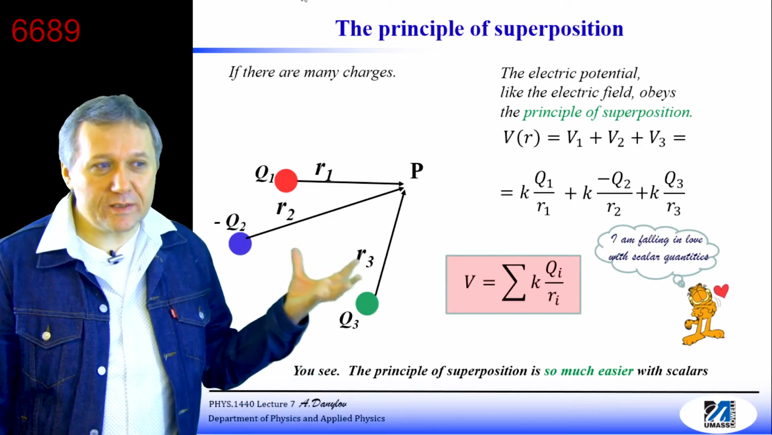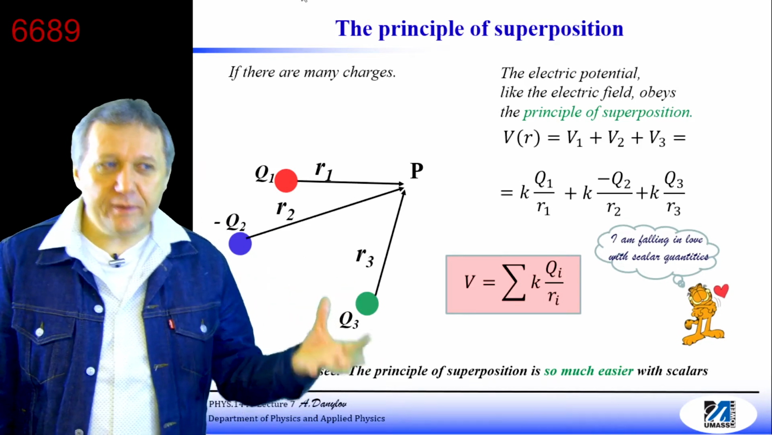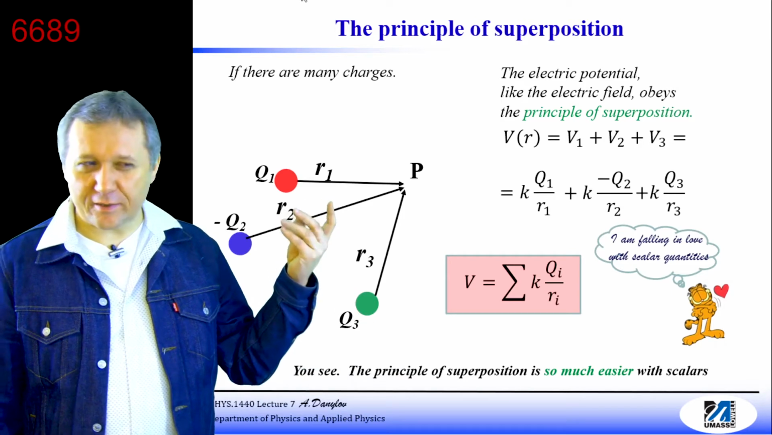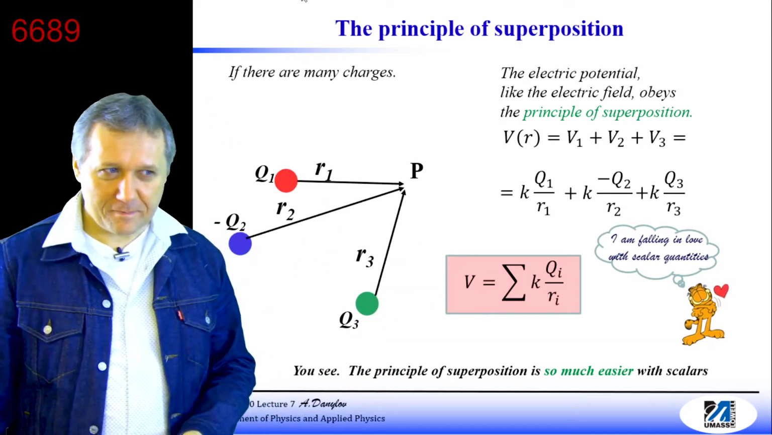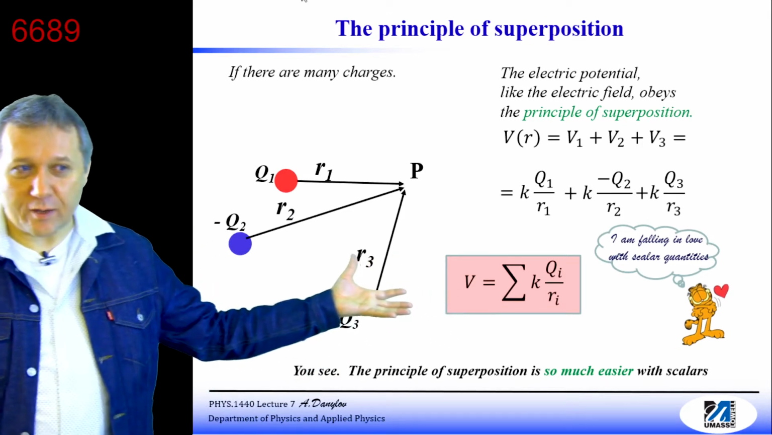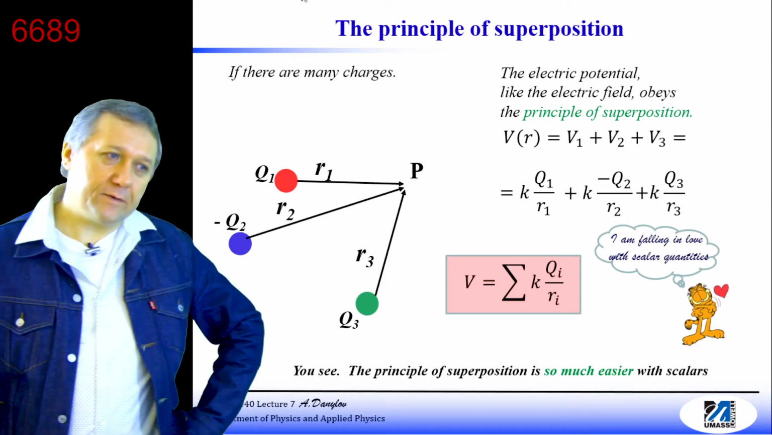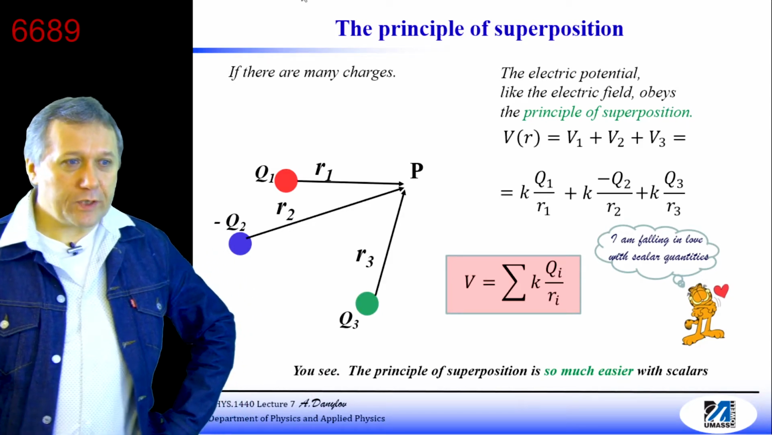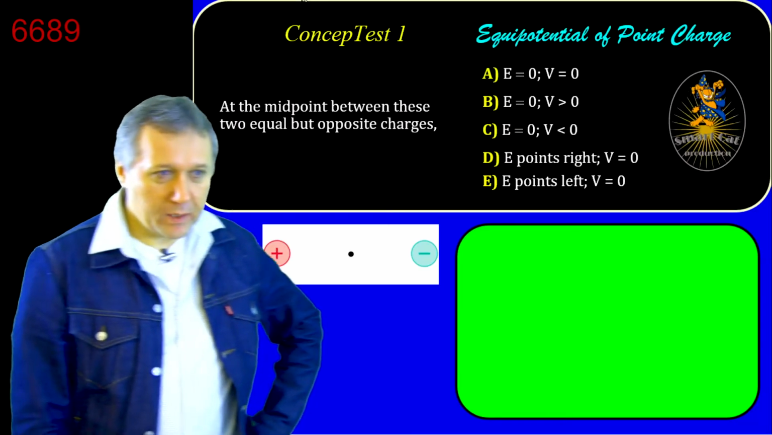So you see how much easier it is when we apply the principle of superposition to the electric potential. You remember how much we struggled with those vectors, I think in the second recitation class. And now it's so simple. That's the goal of moving from the electric field, from vector quantities, to scalar quantities. Okay, so now a question for you.